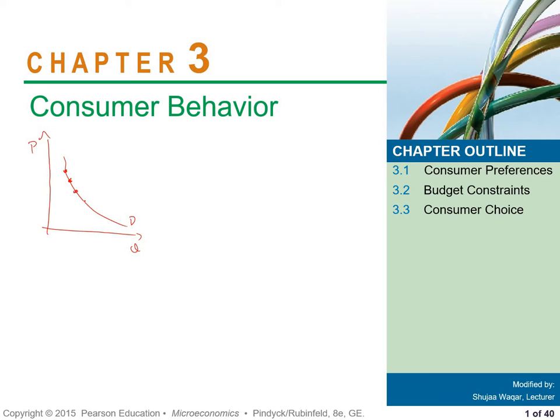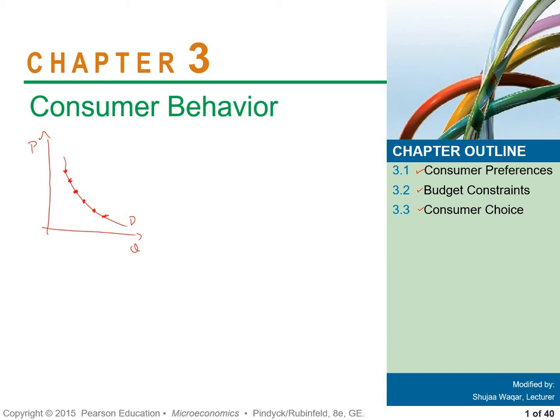So I'm saying that every point on this demand curve is not just showing you the relationship of price with the quantity, but there are many insights through which you can identify how these points are derived. Okay, so first of all, therefore, we will start our discussion from the consumer preferences. Okay, and then we will discuss the budget constraints, and eventually we will discuss the consumer choice.